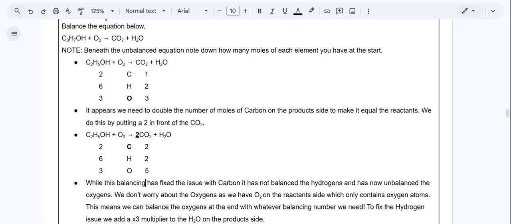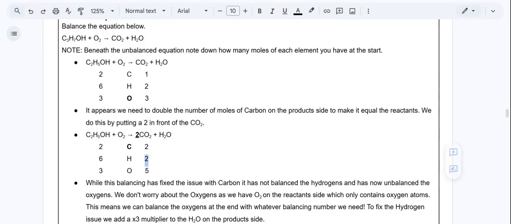So I would say we could now either fix the hydrogens or the oxygens. Because you've got this lovely oxygen on its own here, diatomic oxygen, if we balance the hydrogens and the oxygens are still not quite fixed, that's okay. We can put whatever balancing number we need to in front of that oxygen. So I think the first thing we're going to do is have a look at these hydrogens.